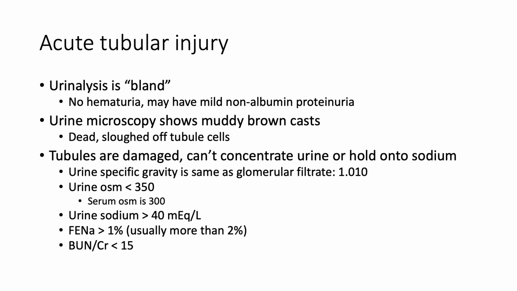And then, unlike a pre-renal injury, which has a fractional excretion of sodium less than 1%, acute tubular injury is usually going to have a FeNA over 1% and usually more than 2%. And then the correlate to that you'll often see, like in First Aid, is that the BUN to creatinine ratio is going to be less than 15.